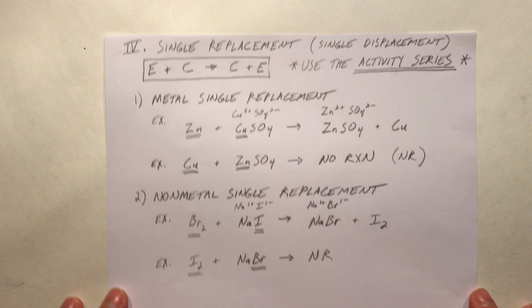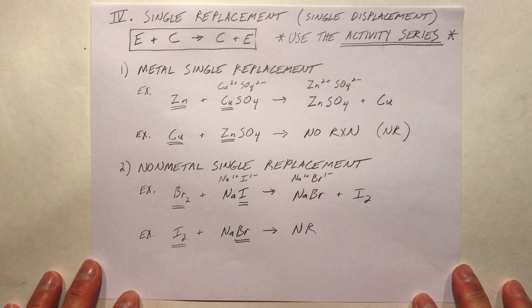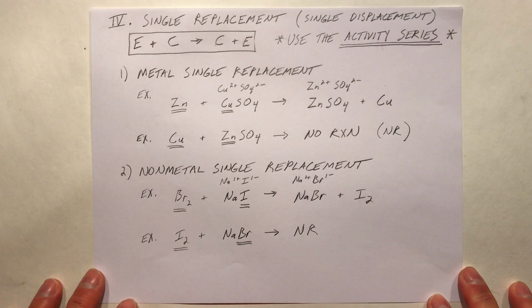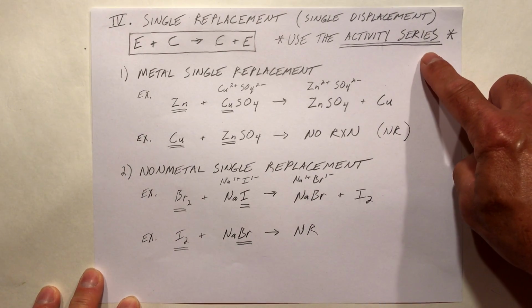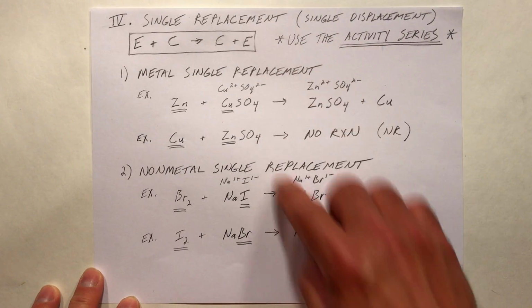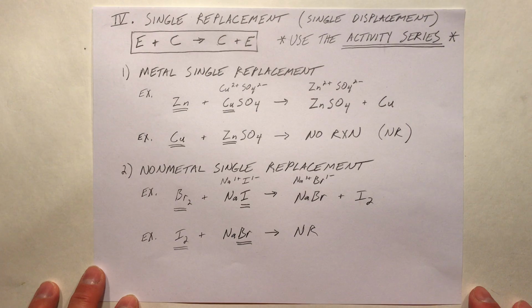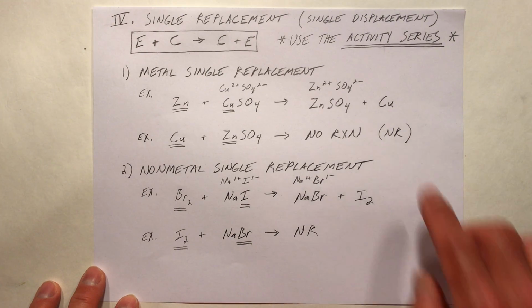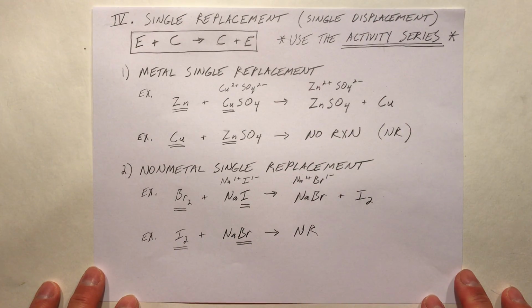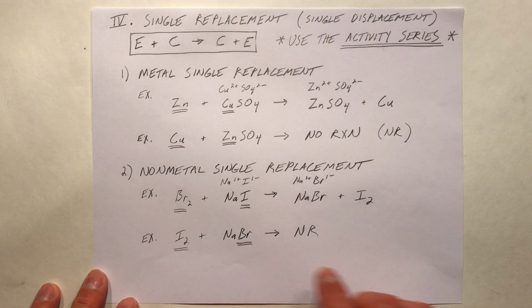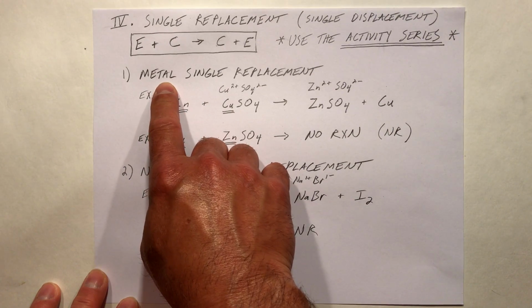Let's take a look at some single replacement reactions and how to use the activity series. We only use the activity series for single replacement reactions. That's an important point. Don't start using that for all other reactions, only for single replacement. This is sometimes referred to as single displacement too. Let's look at metal single replacement examples first.